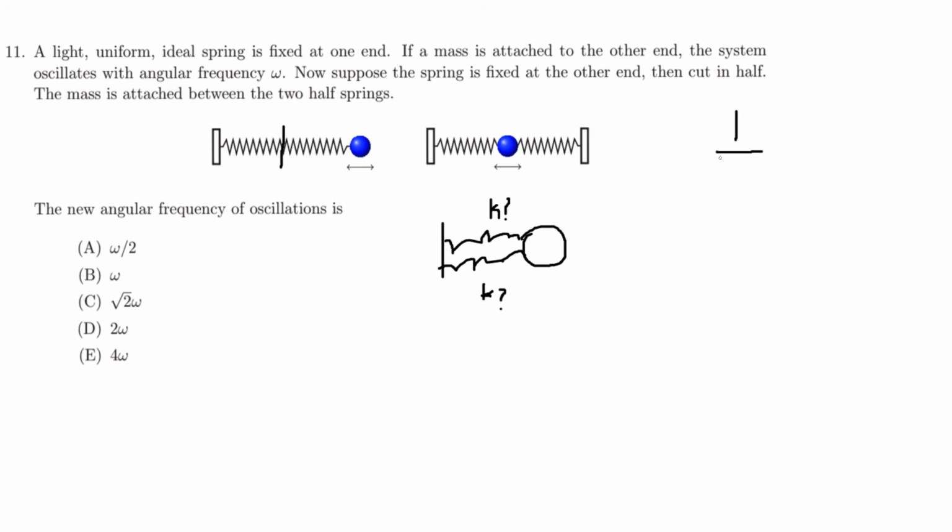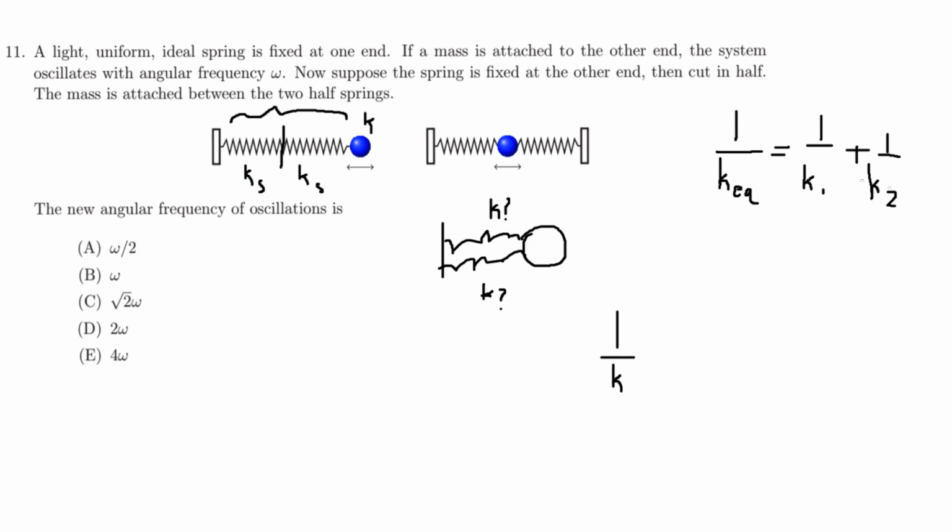Well, remember the series equation? 1 over the equivalent spring constant equals 1 over the first spring constant plus 1 over the second spring constant. Now, we'll say that this entire spring has a spring constant of K. So that means the equivalent is 1 over K. And we want to find out what each of these little ones is. I called them Ks, for K short. Let's find the spring constants of those. So we have 1 over K equals 1 over Ks plus 1 over Ks, or 2 over Ks. After doing this, we get Ks equals 2K.